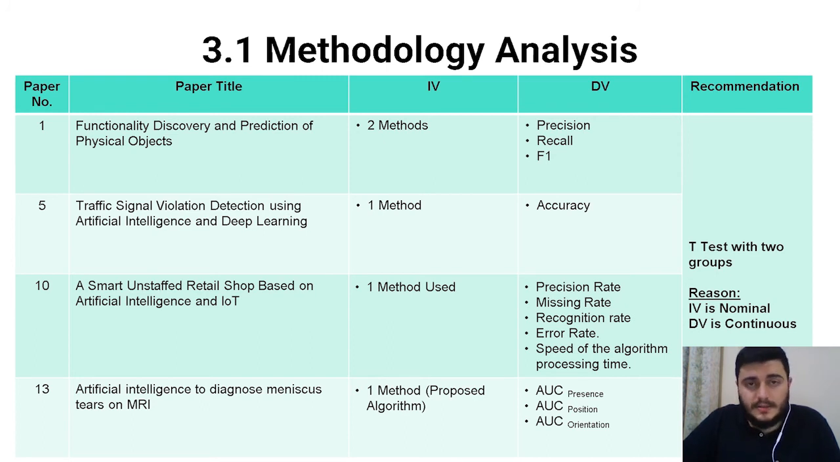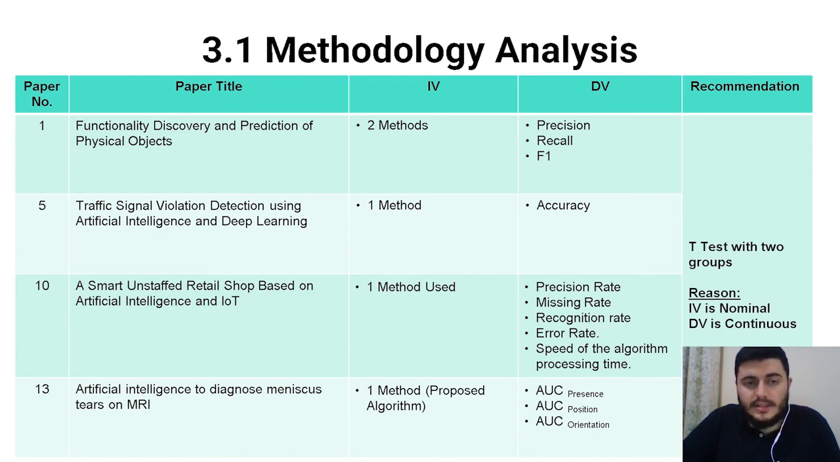For such papers, we recommend the statistical test as a t-test with 2 groups. As we can see in this slide, for example, in paper number 1, there are 2 methods as the independent variable, and 3 dependent variables, precision, recall, and F1 score, that are continuous in terms of value. Likewise in the other papers.